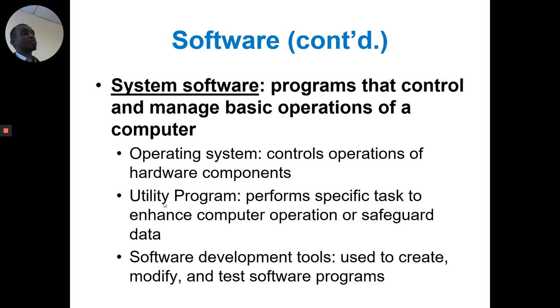And then we have what's called system software. So these are programs that control and manage basic operations of a computer. And there are three types of this. You have the operating system, you have the utility programs, and you have software development tools, like the IDEs. Remember I talked about Python being an online IDE, those two websites. Those are an example of IDEs, but they are online. That's an example of a software development tool. Okay. So any example that you know, any operating systems?